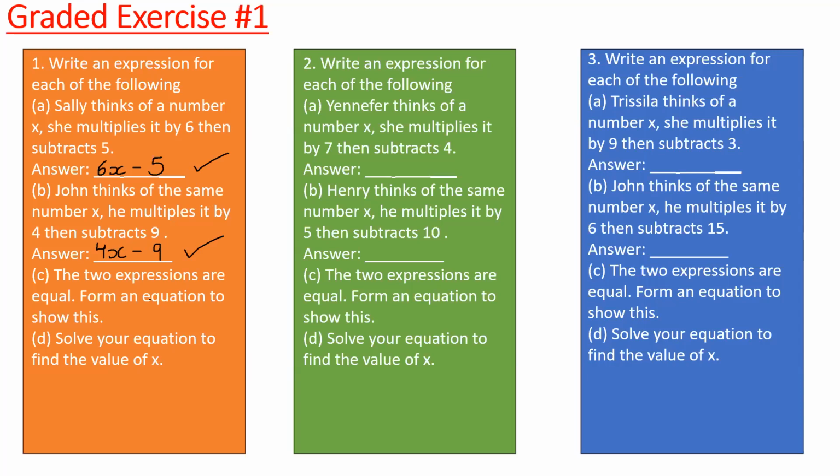The two expressions are equal. Form an equation to show this. How are we going to do that? 6x minus 5 equals 4x minus 9. Very good. Valdez, have you sent in your work already? I'm on 3D. Okay. Once you finish with that, then send in all your work, including the examples and notes. So 6x minus 5 is equal to 4x minus 9.